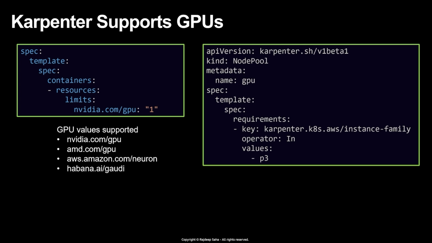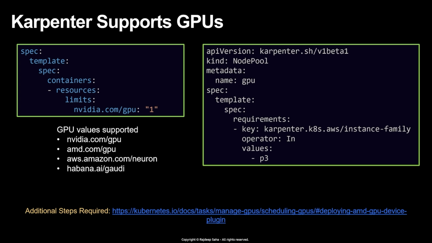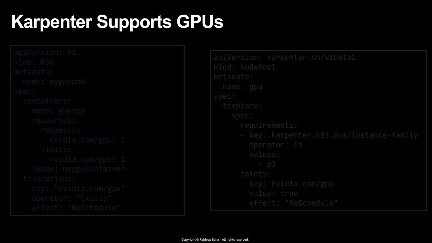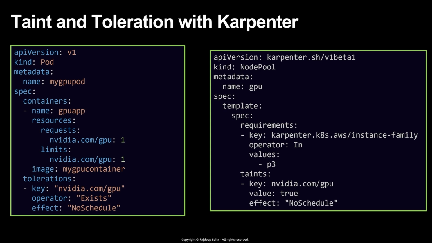There are also other GPU values supported, such as amd.com/gpu, aws.amazon.com/neuron, habana.ai/gaudi, etc. Now with GPU, you do need a couple of extra steps. You need to install the device plugin and so on. This is the link. But I just wanted to highlight that Karpenter also supports GPU scheduling requirements out of the box. Karpenter also works with taints and tolerations.